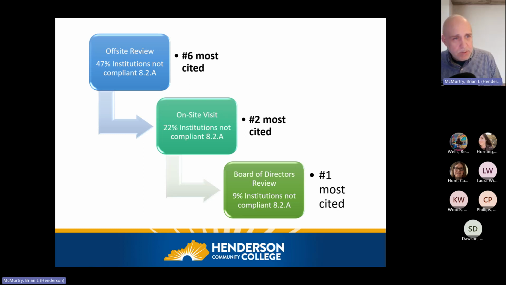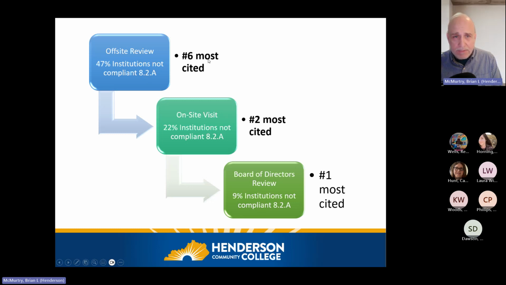And as many of you may know, we have a three-part review when it comes to the decennial. It's not as rigorous on the fifth year in terms of all of these reviews, but they are going to be looking at them. So just keep in mind that 8.2.A is very much in the forefront of our reviewers' minds. When we go to the off-site review, which is the first step of review, 47% of our institutions are considered not compliant on this outcome.